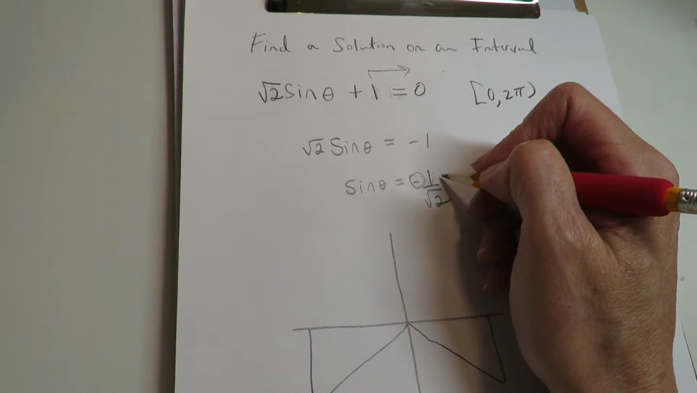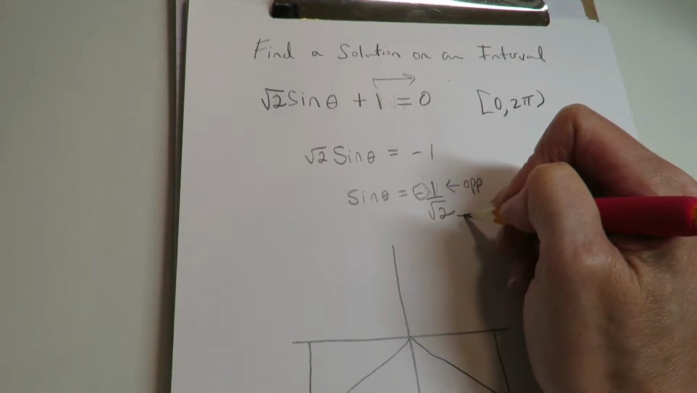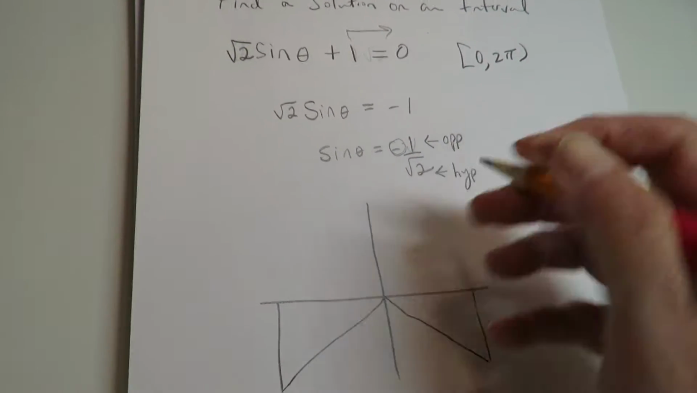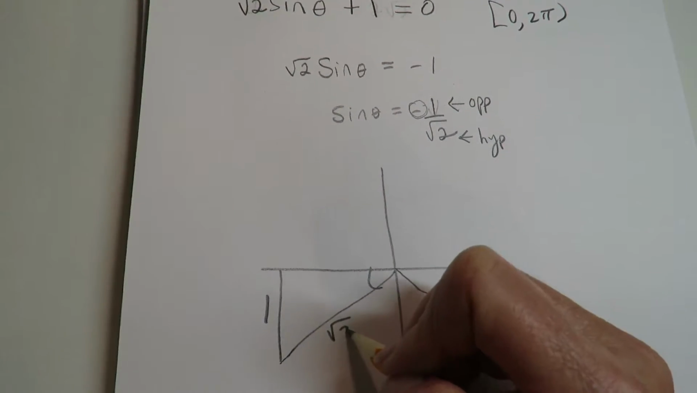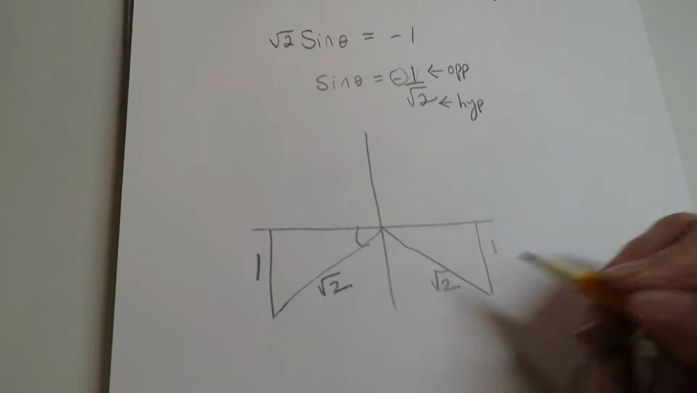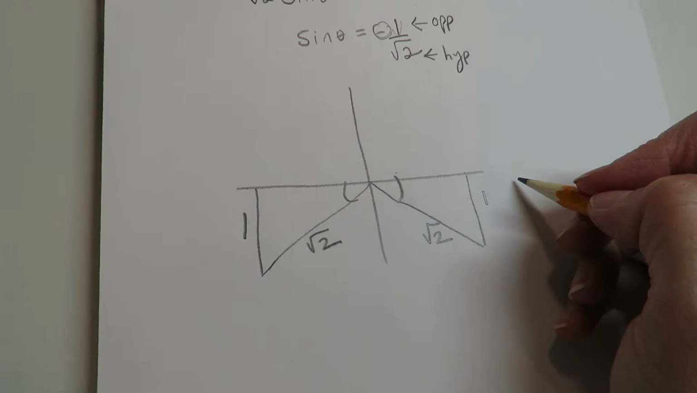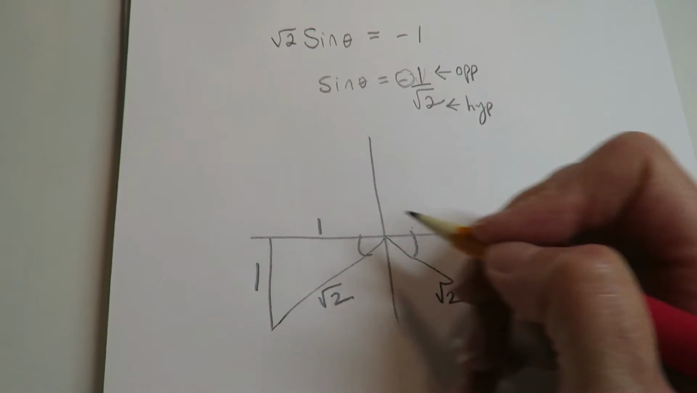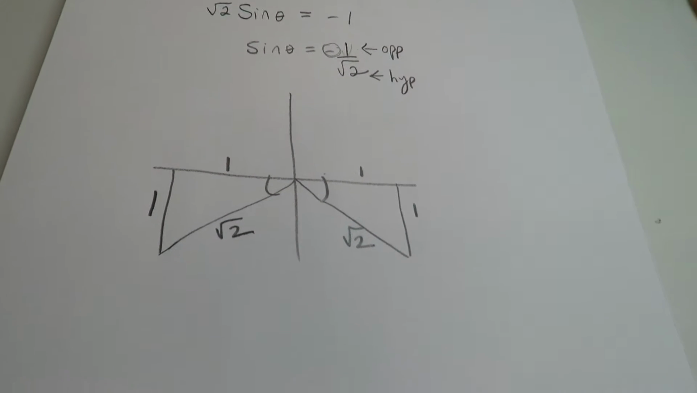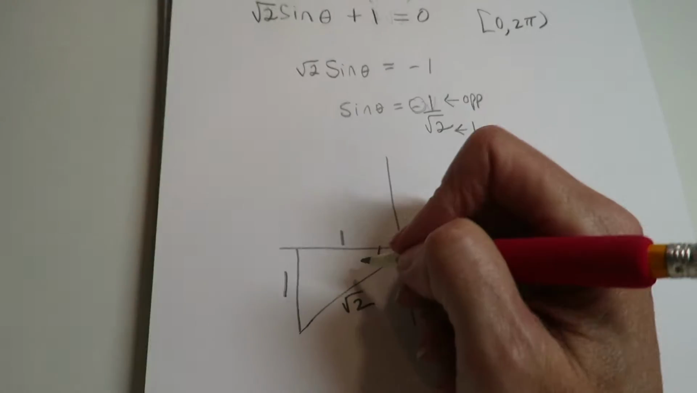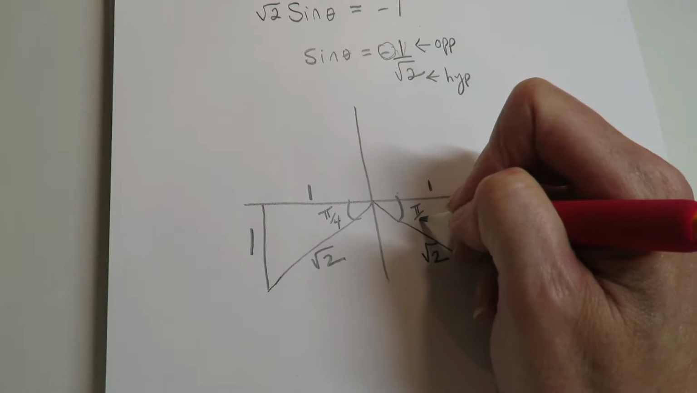And this is giving me the ratio of the sides. The 1 is the opposite, and the radical 2 is the hypotenuse. So my opposite is a 1, my hypotenuse is a radical 2, and I'll put that on both of my triangles. Now, what does the third side have to be? Good, the third side has to be a 1. So this is your 45-45-90 triangle, which means your reference angle is 45 degrees or pi over 4.